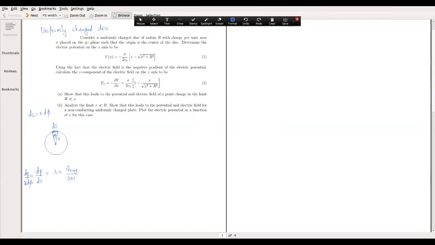If we were to do this for a disk, so that's a disk, but I want to build this disk using rings of finite length. So let me try to build this using circles. So that's one, and that's better.